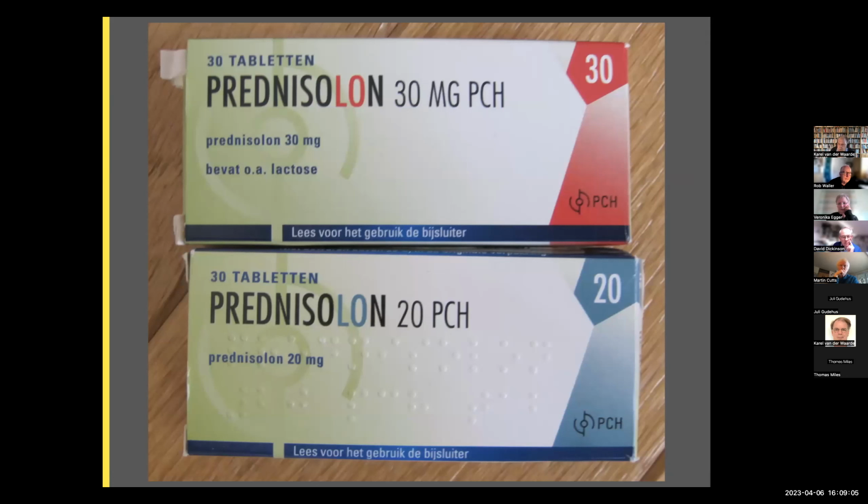Okay, can you see the difference between these two boxes? The top one contains 30 tablets of 30 milligrams, and the blue one below it contains 30 tablets of 20 milligrams. And when you look a little bit more carefully at the text, the top mentions lactose, the bottom one doesn't. The top one mentions prednisolone 30 milligram PCH, but the bottom one, prednisolone 20 PCH, where's the milligram gone?